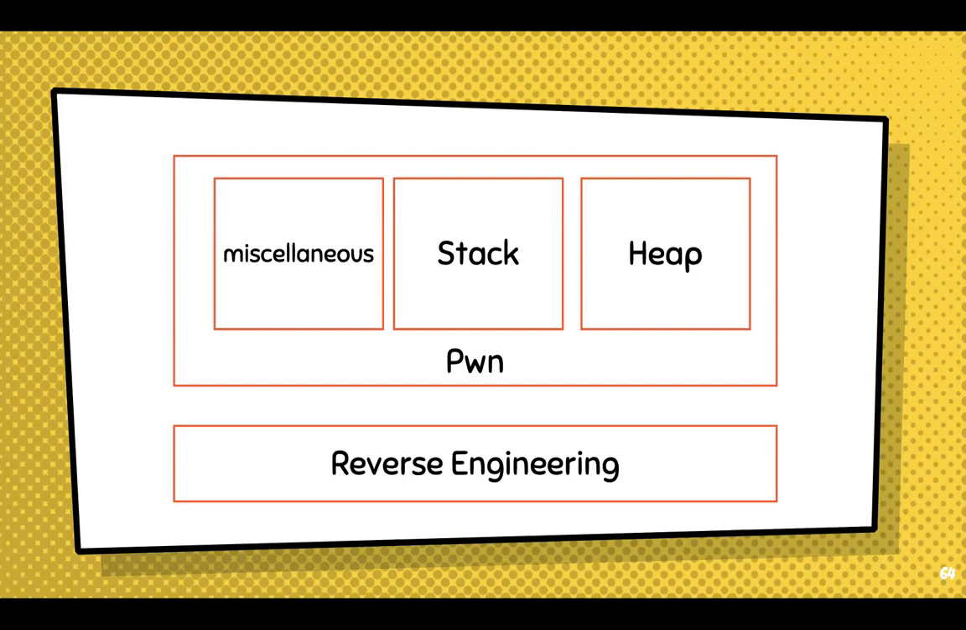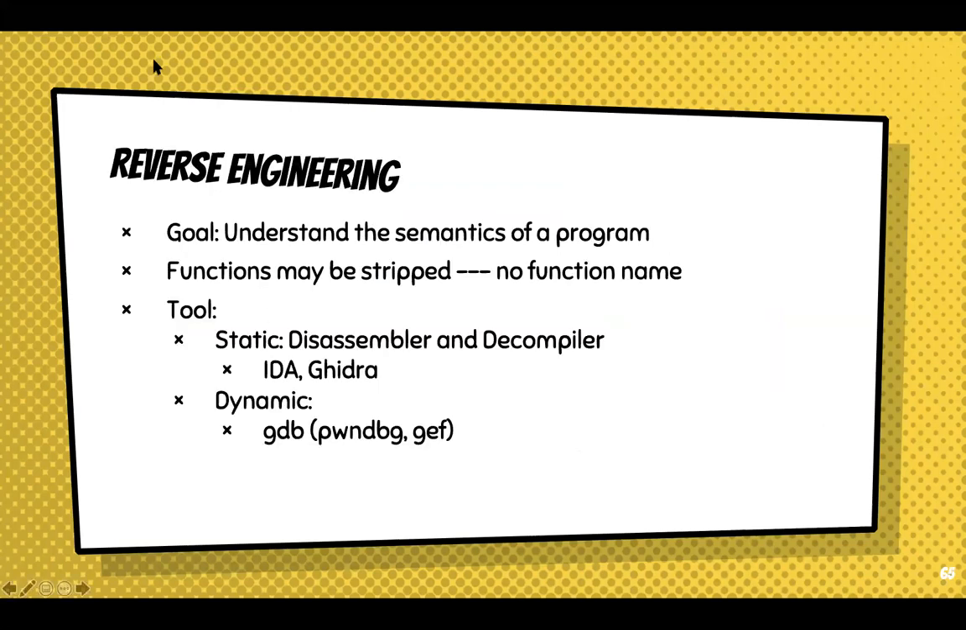So that's why I put reverse engineering on the bottom. It's kind of a basic. It's a basic for understanding the binary behavior and then finding the bug, identifying the vulnerabilities inside a software. So for reverse engineering, the ultimate goal, as I said, is to understand the semantics of a program.